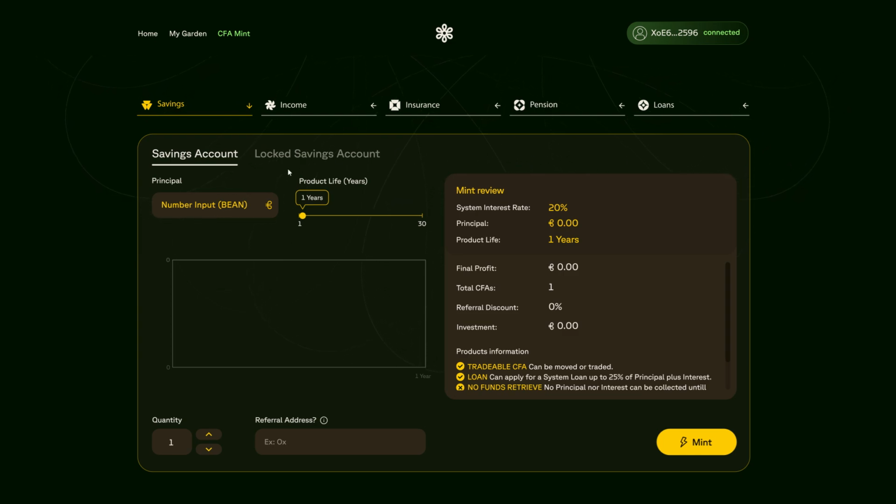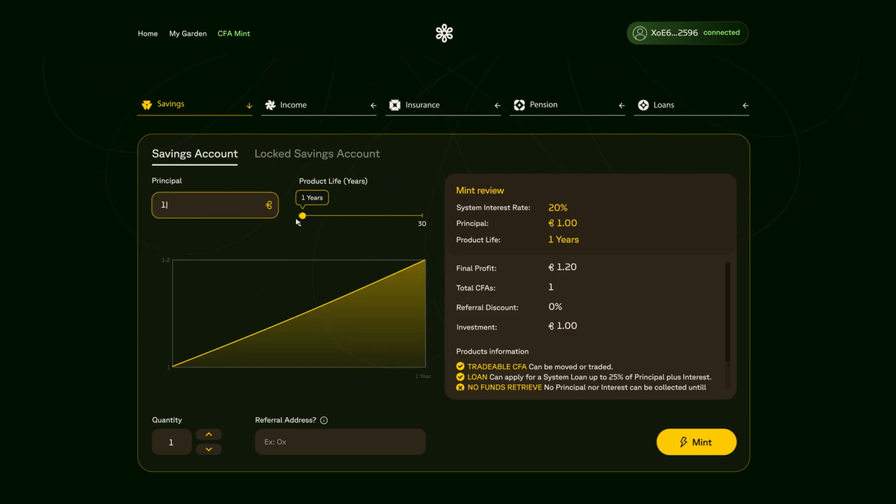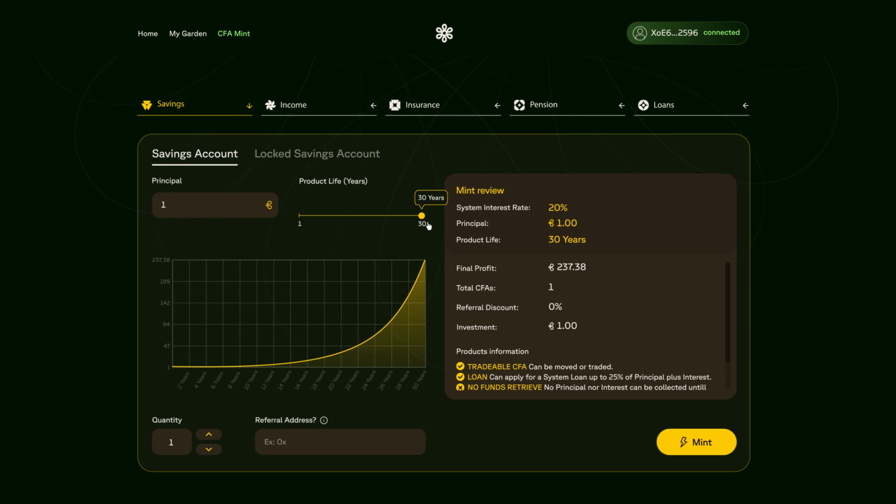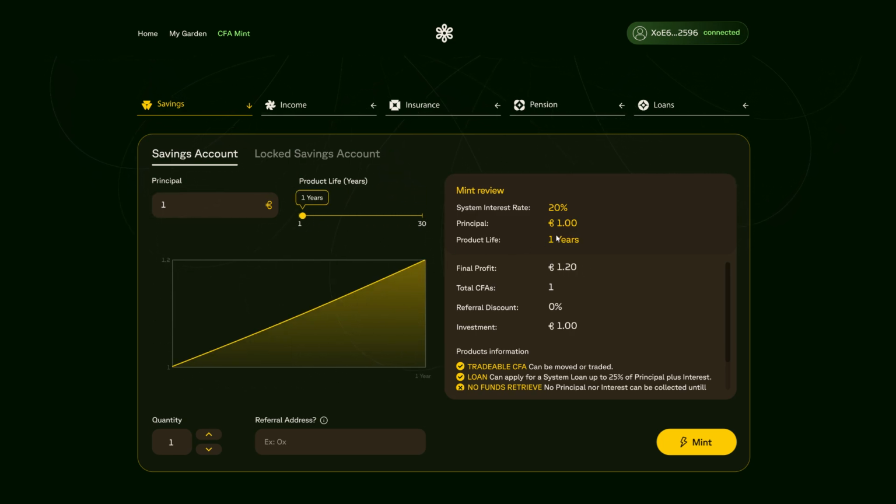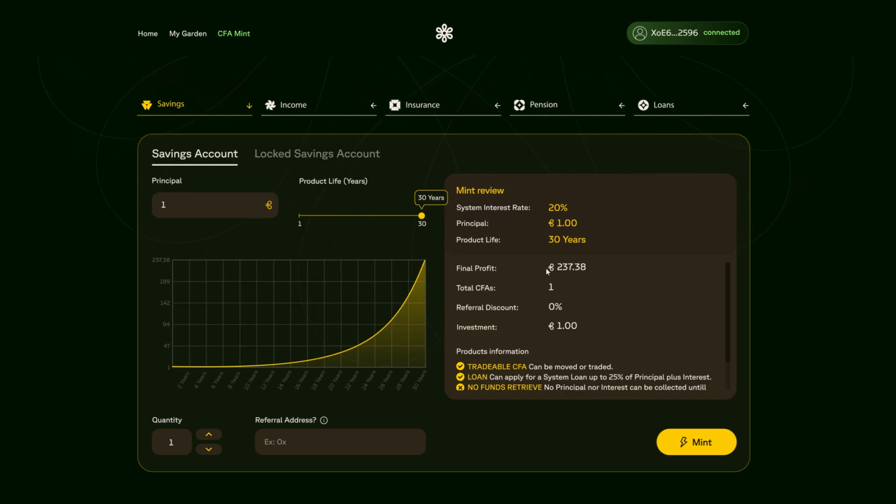First, input the principal amount of bean currency and select the number of years to compound it. For example, 1 bean for 1 year at 20% interest yields a return of 1.20 bean. 30 years at 20% interest compounded annually results in 237 bean. If you use a referral code, you'll receive a 5% discount, reducing the investment cost to 0.95 bean.